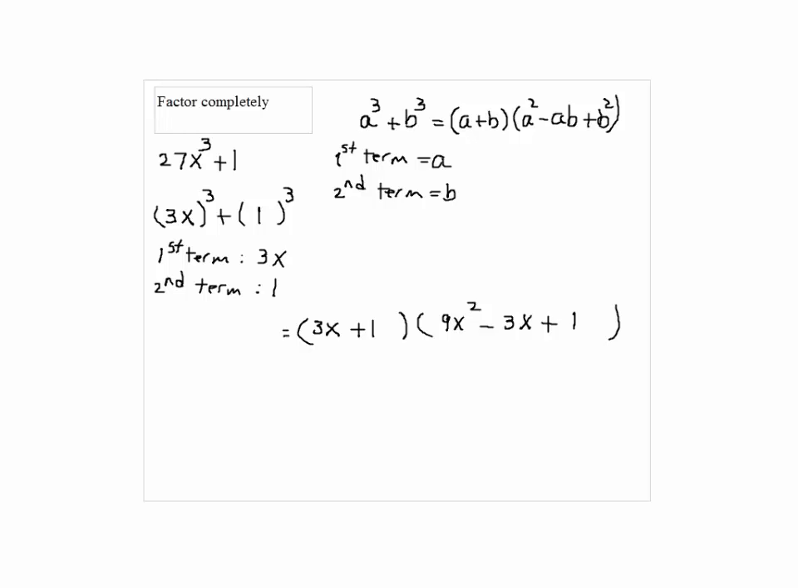So if I place that into the formula, we get a cubed plus b cubed is equal to a plus b. My first term is 3x plus b, the second term would be 1. And here it says we have to square the first term, which would be 9x to the power of 2, minus ab. 3x times 1 would be just 3x, plus the last term would be 1 squared, which is 1. And we factor this completely.